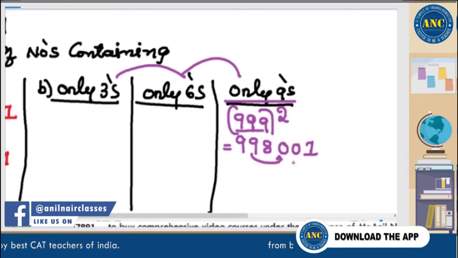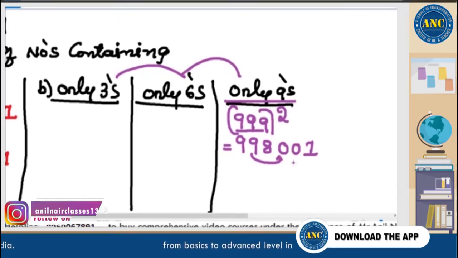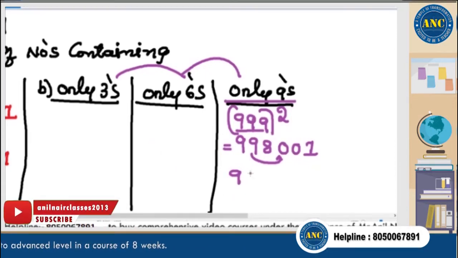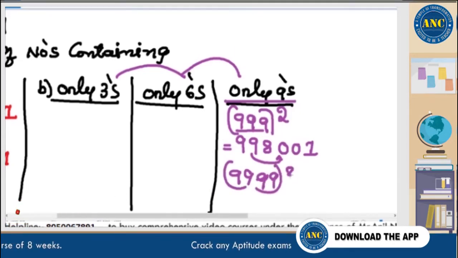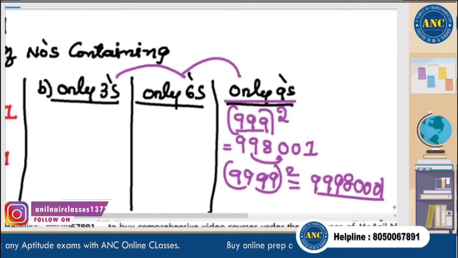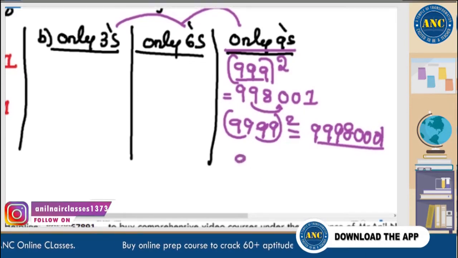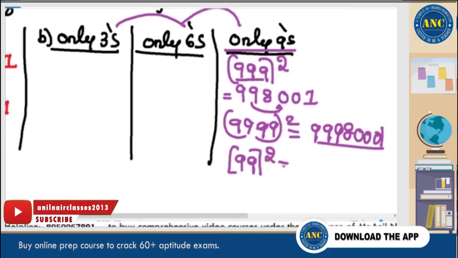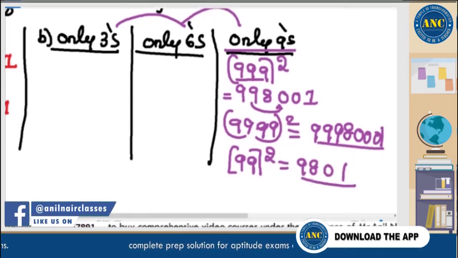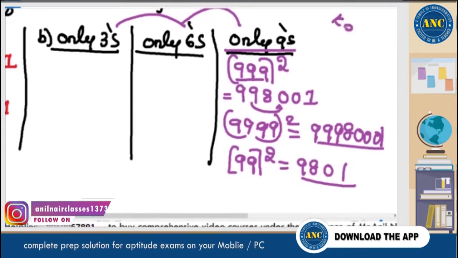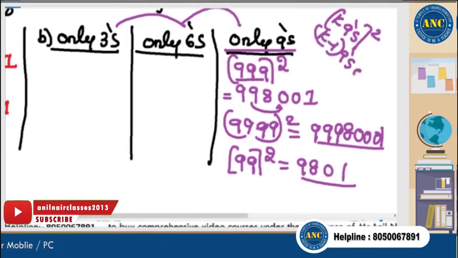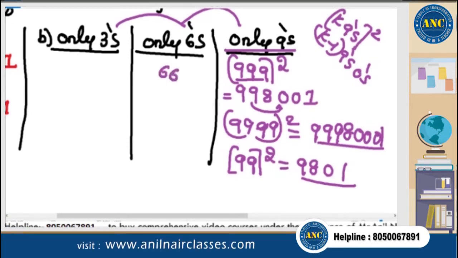Triple nine whole square, answer will be 2 nines and 2 zeros. If the question contains 4 nines, answer will be 3 nines and 3 zeros. 9 square is 81. If there are 2 nines, single 9 and single 0, remaining is 81. If there are k nines whole square, answer will have k minus 1 nines and k minus 1 zeros.